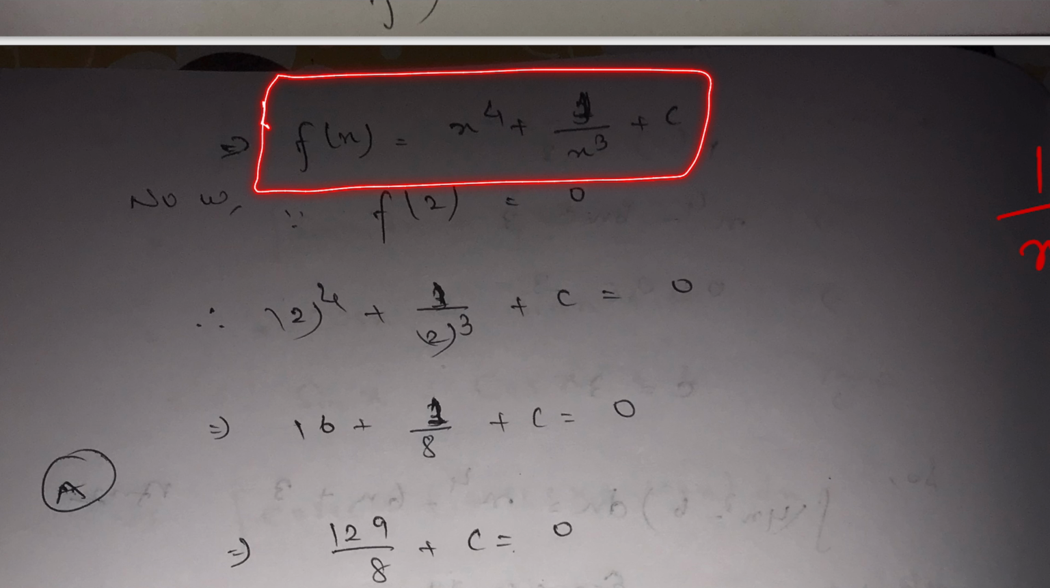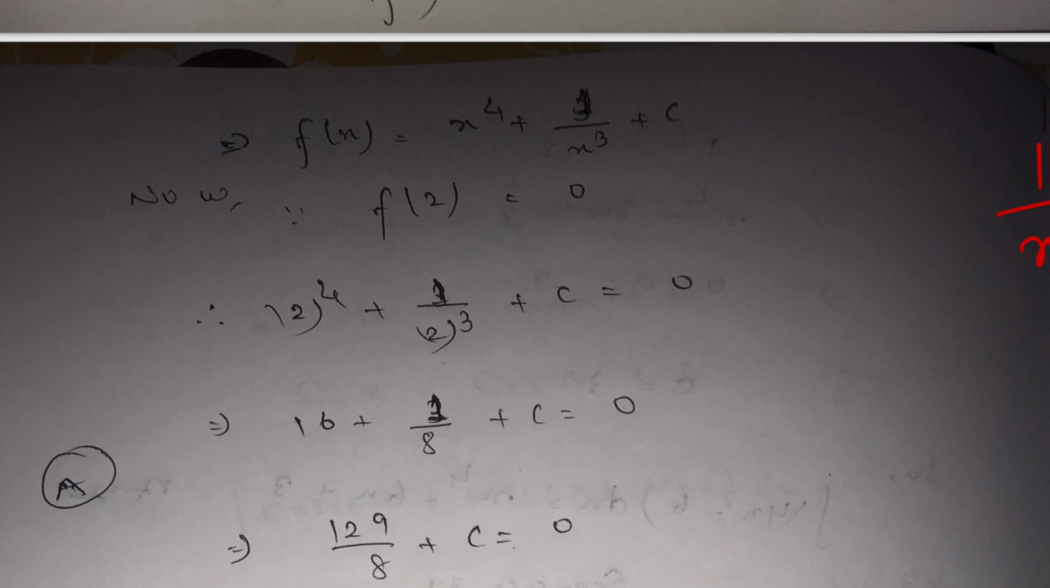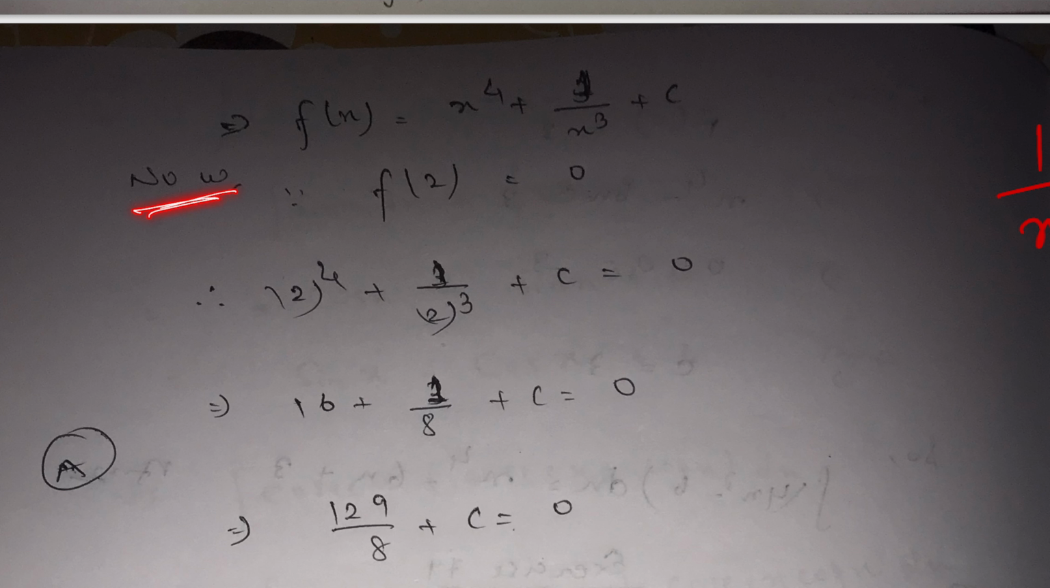Okay, they had asked what is the value of f(x). So this is the value of f(x): x to the power 4 plus 1 by x cube plus c. Now after that they told that if f(2) is equal to 0, then find the value of f(x). That is the question they are asking. So now we'll just solve it further.